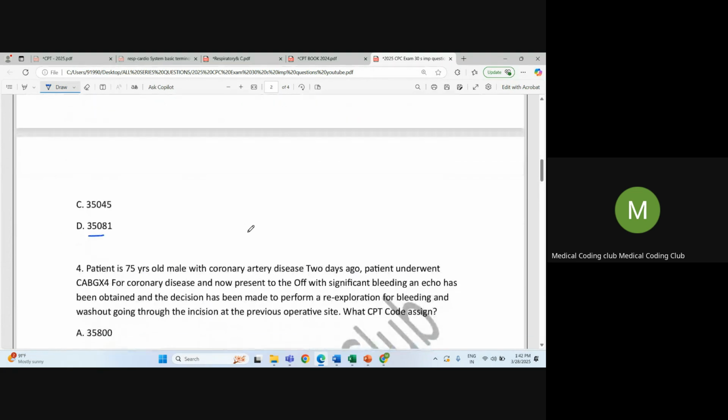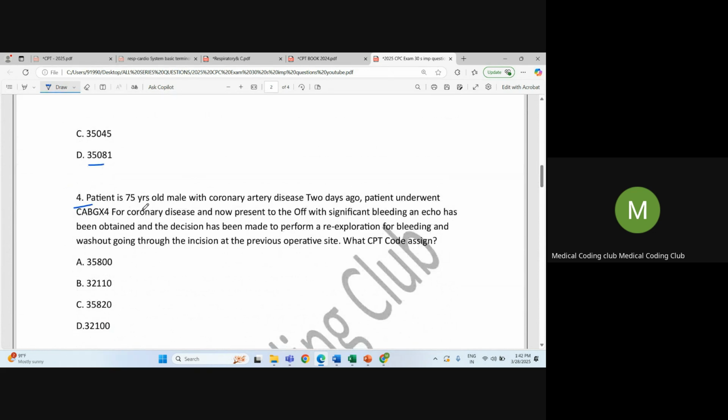So next, you can see a CABG question here. I don't think it is CABG. Let's see the overall complete question. The patient is a 75-year-old male with coronary artery disease. Two days ago, the patient underwent CABG of graft 4 for coronary disease and now presents to the office with significant bleeding. Significant bleeding is nothing but hemorrhage. So this is like post-operative hemorrhage. Why? Because just 2 days ago they did the CABG procedure. Post CABG the patient is experiencing significant bleeding. So this is post-operative hemorrhage.